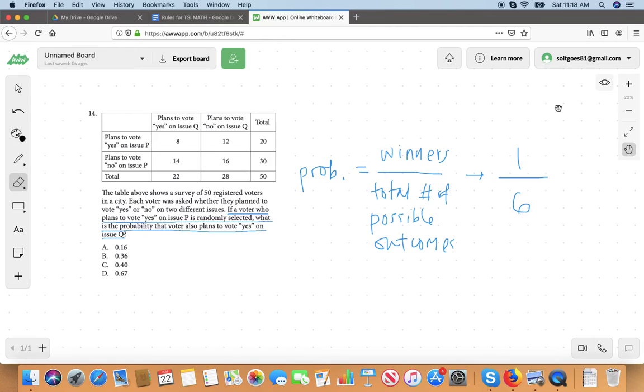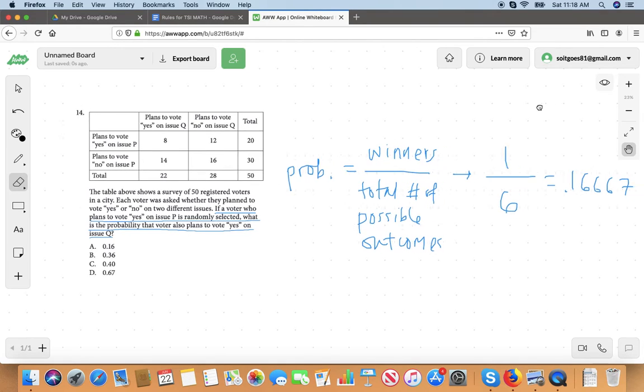We could also express that as a decimal. I could literally divide 1 by 6, which I'm going to do in my calculator real quick. 1 divided by 6 equals 0.16666666 repeating to infinity, ultimately rounded.